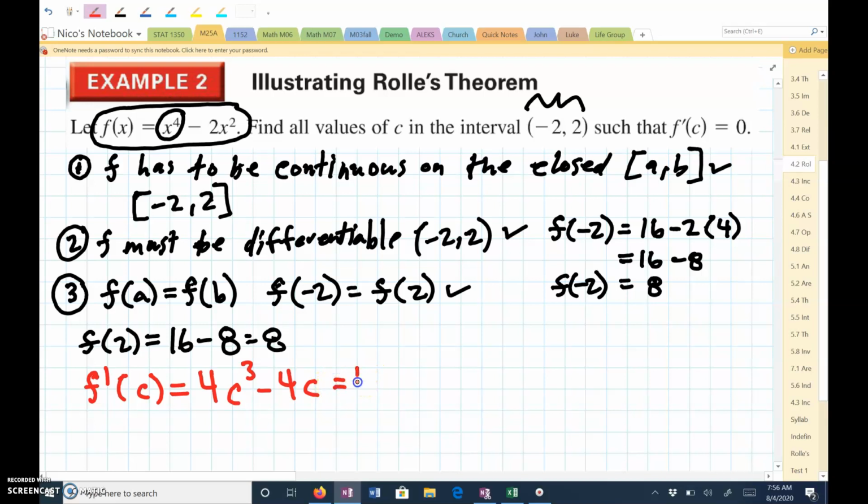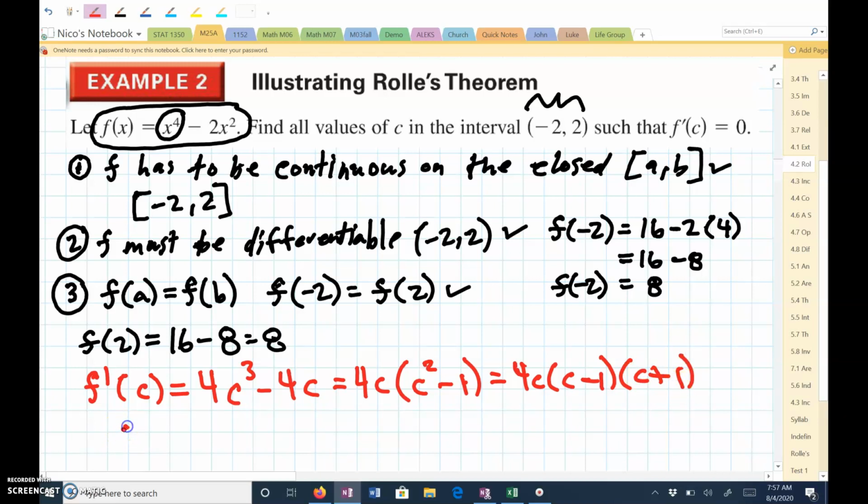Here you can factor out 4c, giving me c squared minus 1, which would be 4c times c minus 1 times c plus 1.